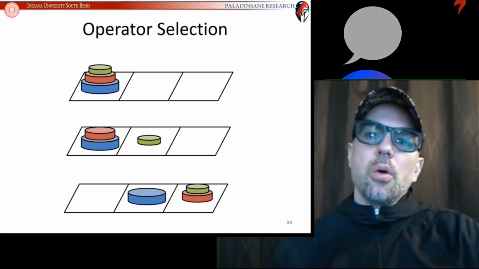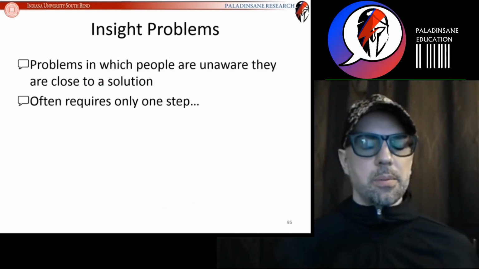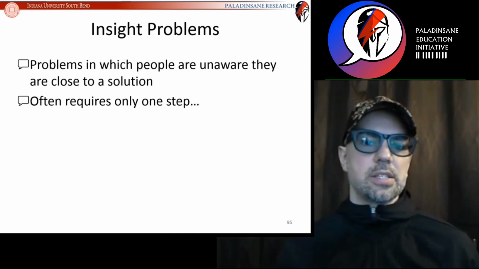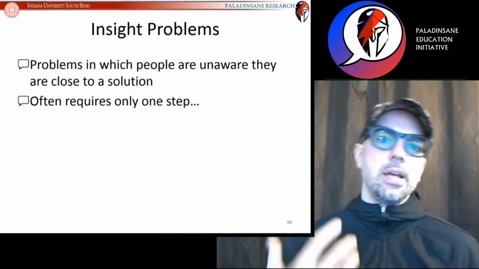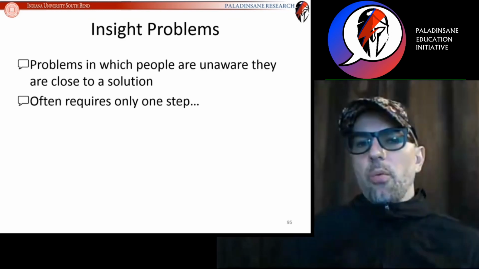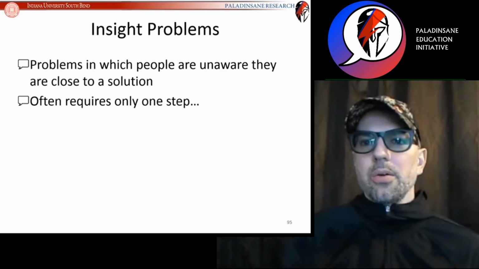All right, so we're going to wrap up today with a look at insight problems. So now that we have the idea of the initial states and the goal states, the problem space and the operators that we're moving through, we're ready to take a look at why these insight problems are so difficult, even though they require only one step.